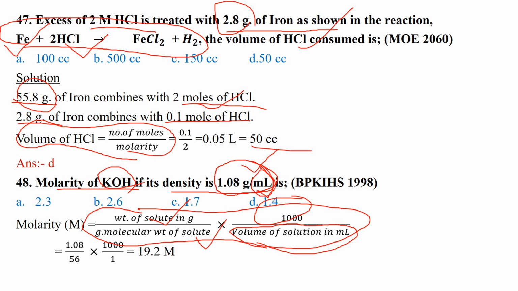According to the density concept, 1.08 gram per ml means 1 ml of KOH contains 1.08 gram, then the volume is 1. So answer will be 19.2, but this answer is not given in the options. Right? Answer is this, 19.2 molar, but the answer is not given in the options.